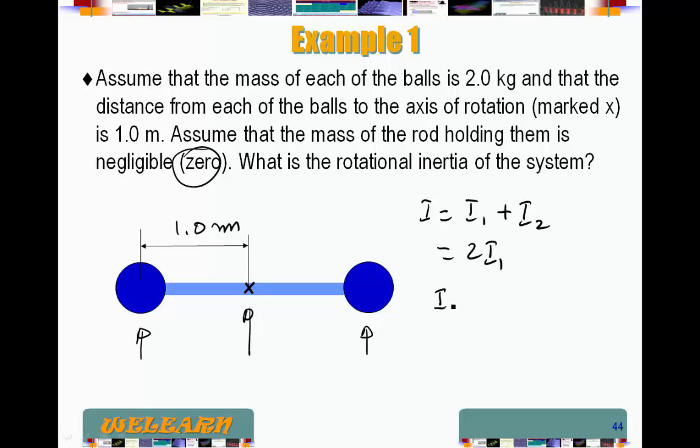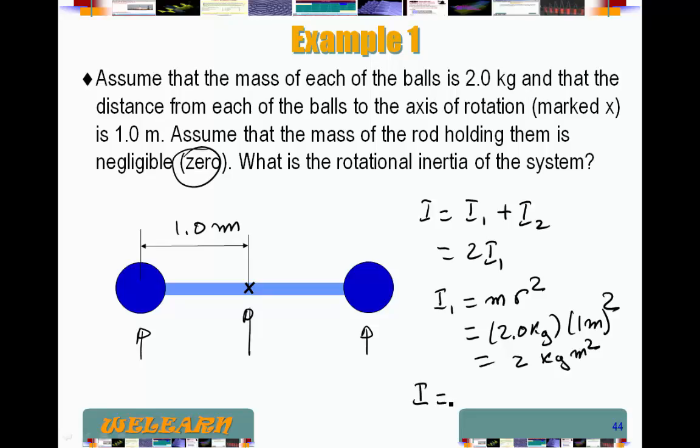And I1 is just equal to, the formula for moment of inertia is mr squared. In this case, m is 2 kilograms and r is 1 meter. So it's going to be 2 kilograms times 1 meter squared, so 2 kilogram meter squared. And my overall inertia is twice that, so it's 4 kilogram meter squared.